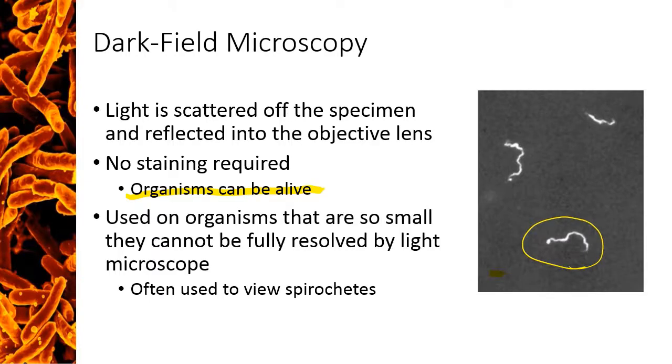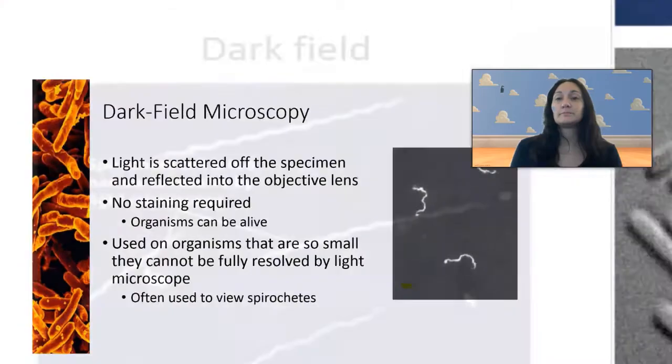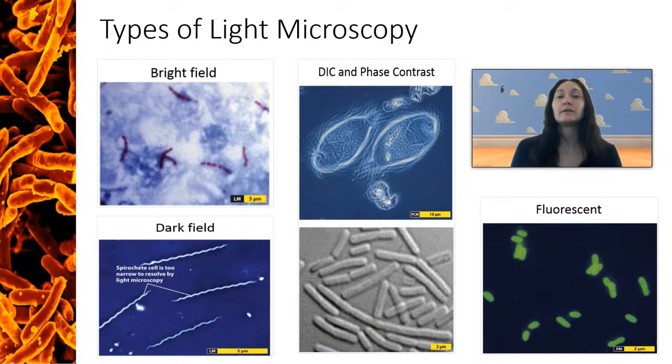So often dark field microscopy can be used to examine an STI swab for identification of the Treponema pallidum syphilis-causing spirochete. The next set of microscopy we're going to talk about is DIC and phase contrast microscopy. These are more fancy microscopes, and they're not found in every lab.